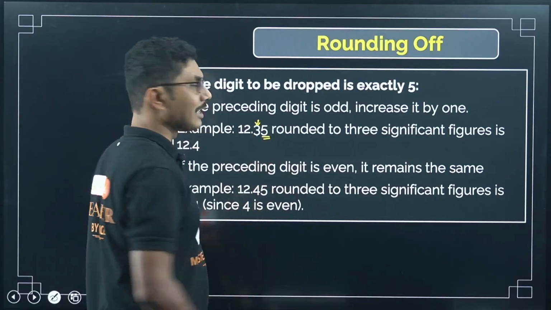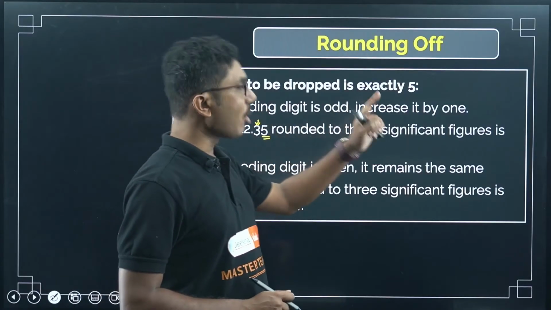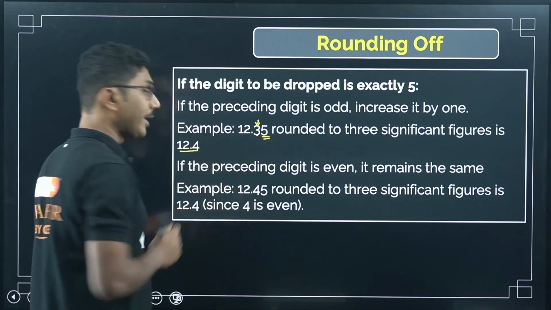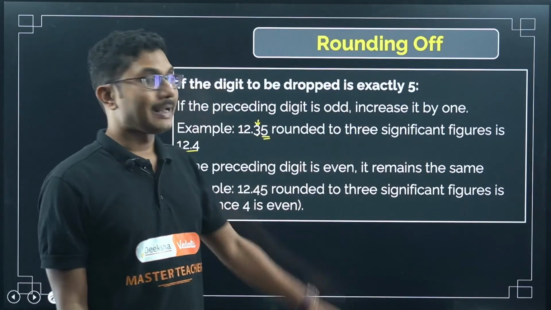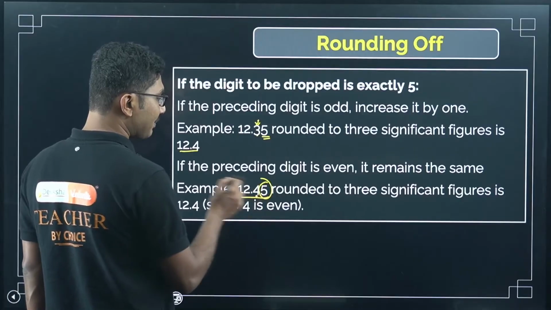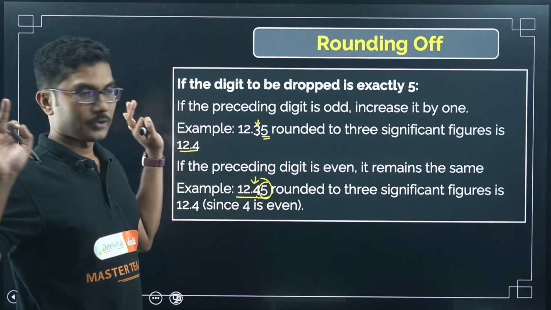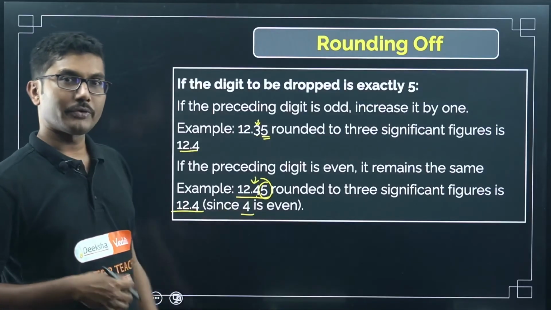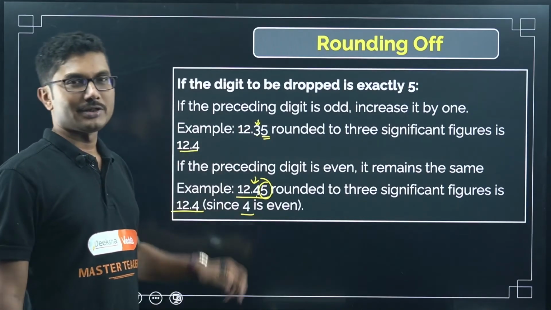If the preceding digit is an odd number, then you have to increase it by 1. So for example, 12.35 becomes 12.4. If the preceding digit is even, then it remains same. For example, 12.45, you want to drop this 5 and the digit before that is even, then you don't need to do anything. You have to leave it as it is. Because 4 is even, you can write this as 12.4 again. So basically 12.35 is 12.4, 12.45 is also 12.4.